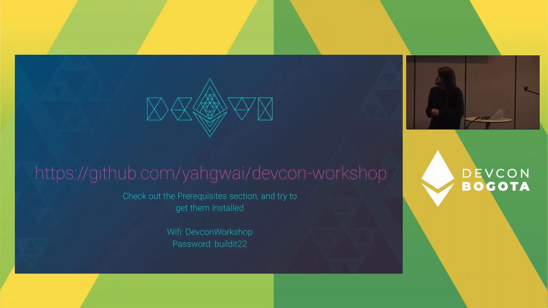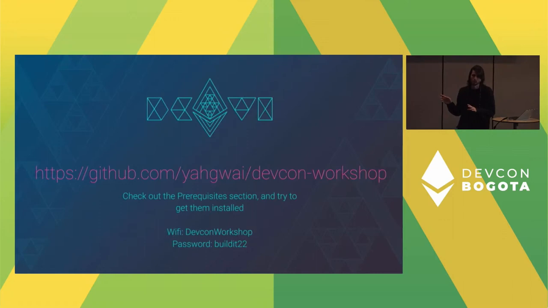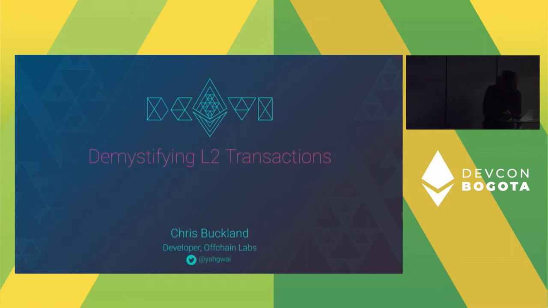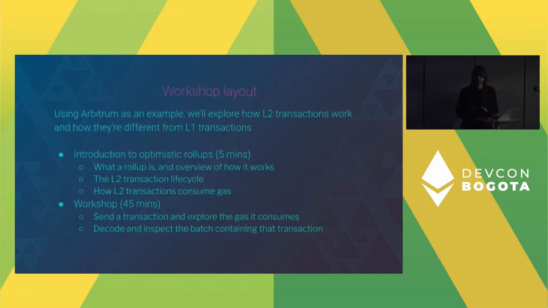So the topic of the talk is to look into what an L2 transaction is in the context of Arbitrum. There are a range of different L2s, but the one we'll use today is Arbitrum, and L2 transactions will differ between those, but some of the concepts will be passed between them. So there are some differences, some similarities. We'll go into some of those, and I'll first give a bit of an introduction about what a rollup is, and that's what I mean by L2 in this context, and then we'll go into the workshop itself.